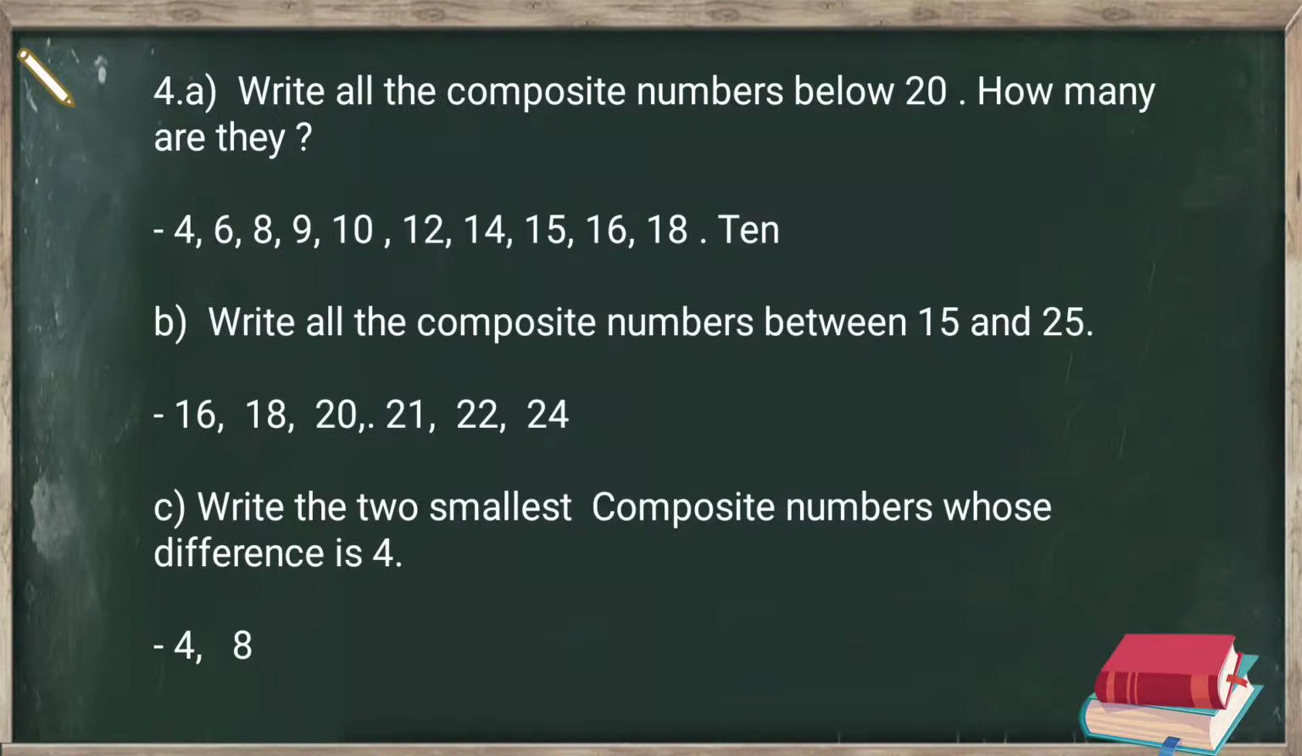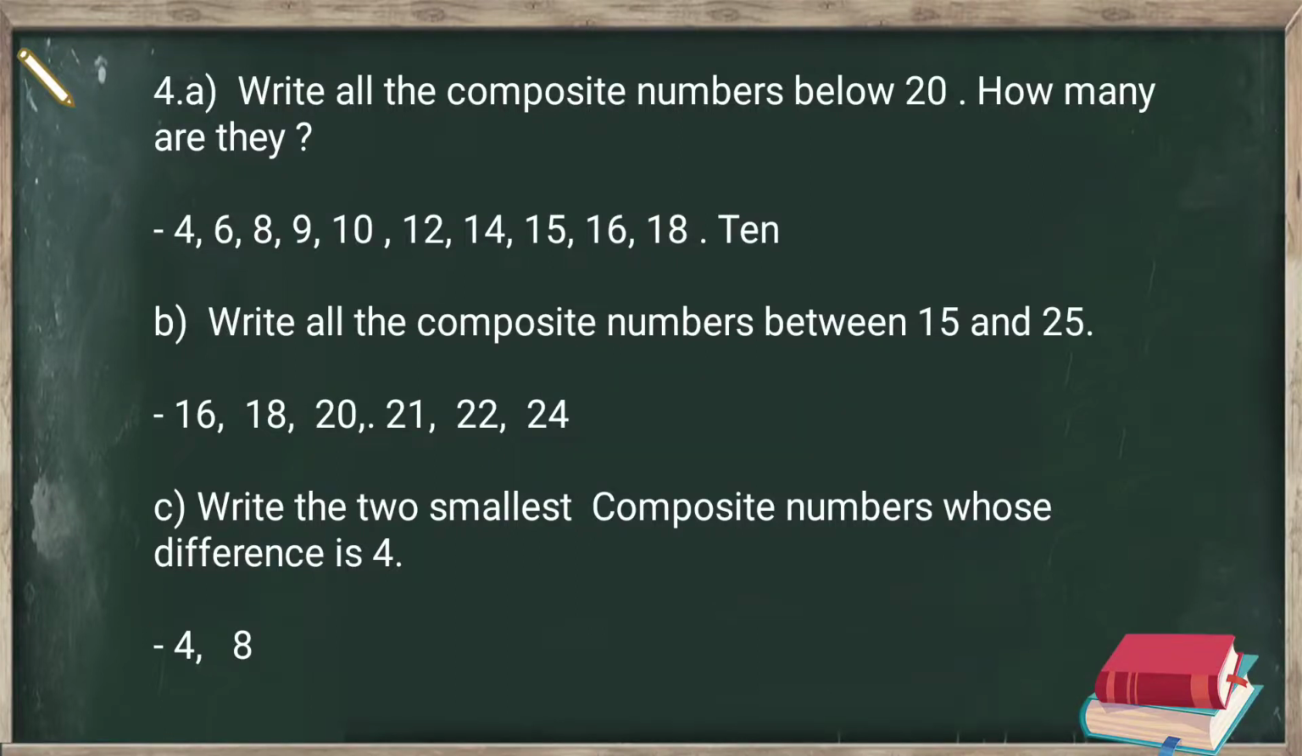Now B part, we have: write all the composite numbers between 15 and 25. So 16, 18, 20, 21, 22, 24. These are the composite numbers between 15 and 25: 16, 18, 20, 21, 22, 24.